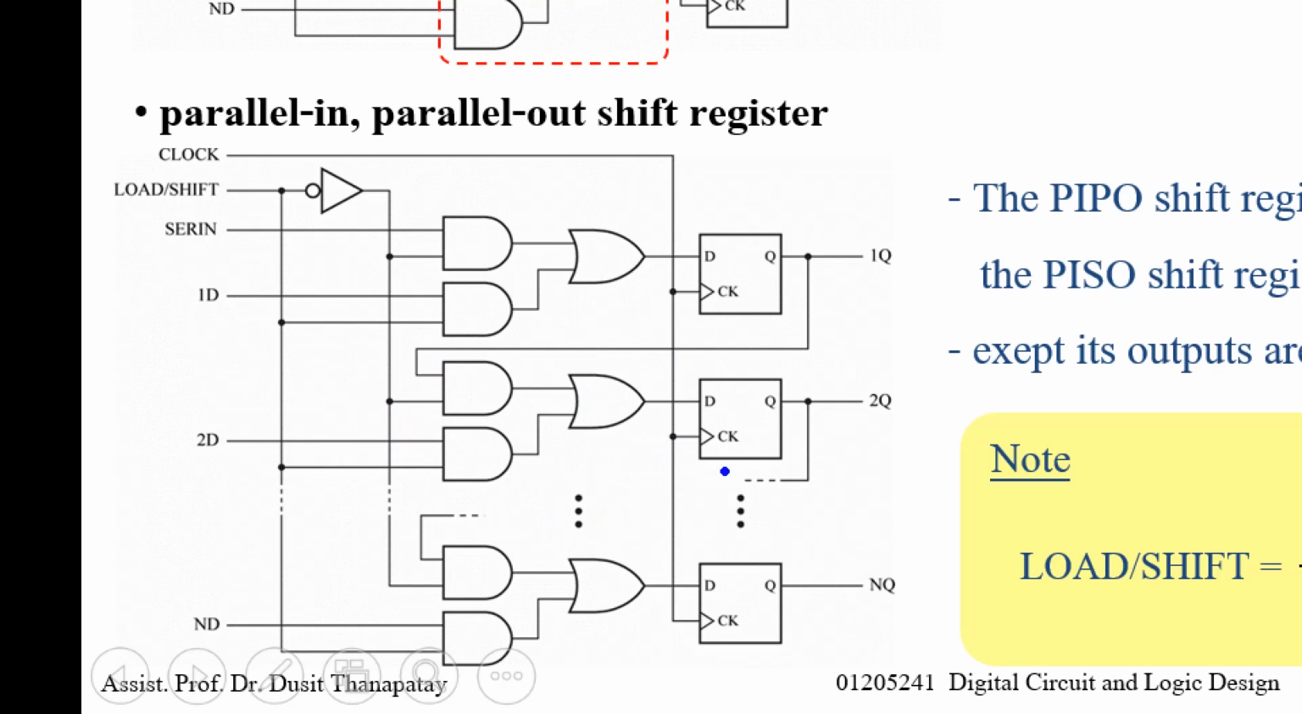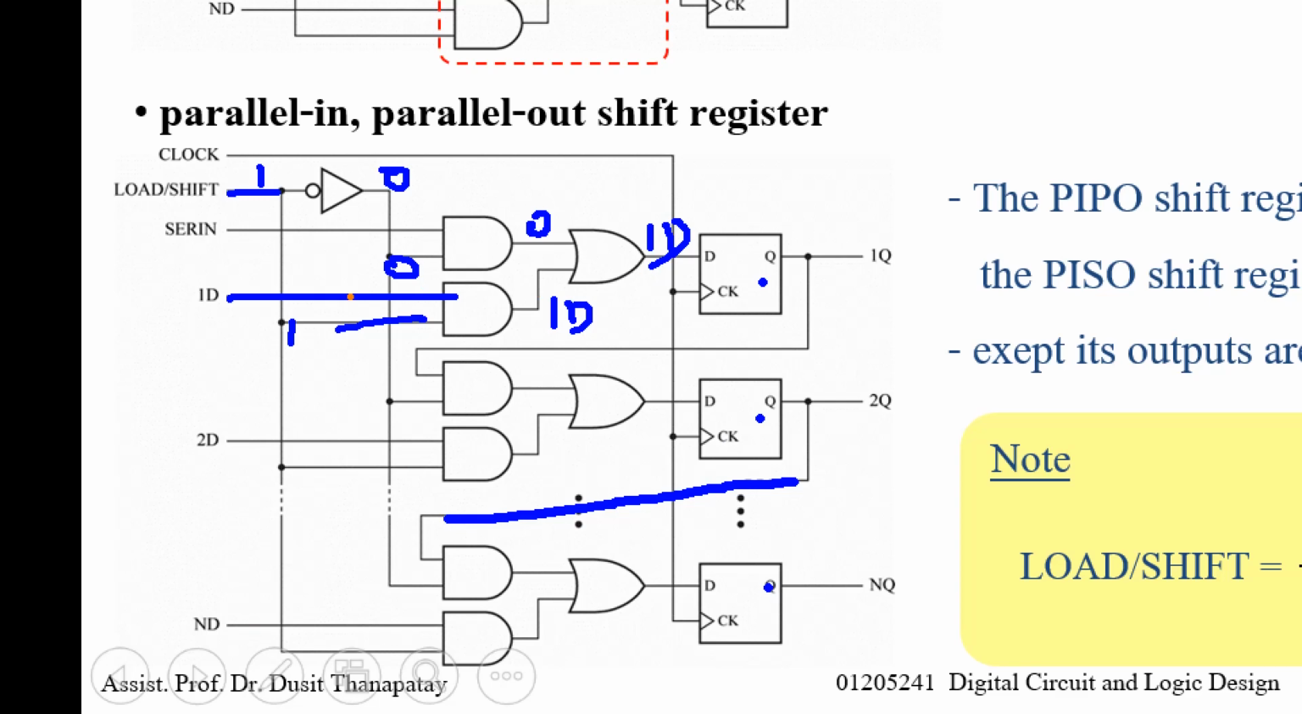Okay, now let's consider if I connect this one. Then there are 1, 2, 3, for example, a 3-bit shift register. Now the mode depends on the signal here, load or shift. If this one is 1, so what happens? This output is 0, right? So 0 and something is 0. This is 1, right? 1 and 1D input, then it's 1D here. 1D or 0 is 1D.